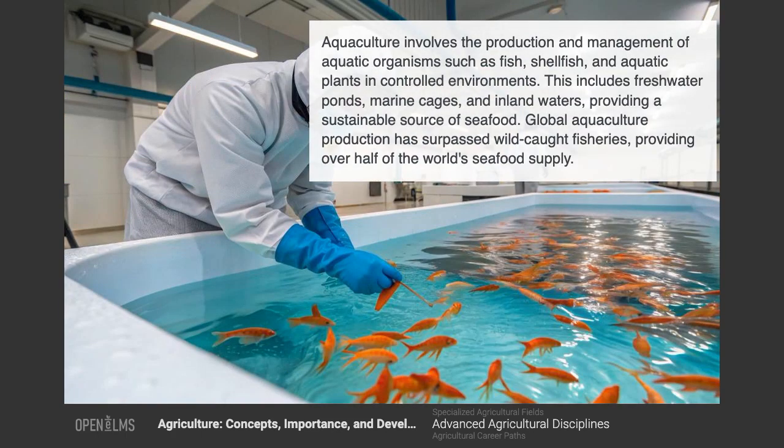Aquaculture involves the production and management of aquatic organisms, such as fish, shellfish, and aquatic plants in controlled environments. This includes freshwater ponds, marine cages, and inland waters, providing a sustainable source of seafood. Global aquaculture production has surpassed wild-caught fisheries, providing over half of the world's seafood supply.